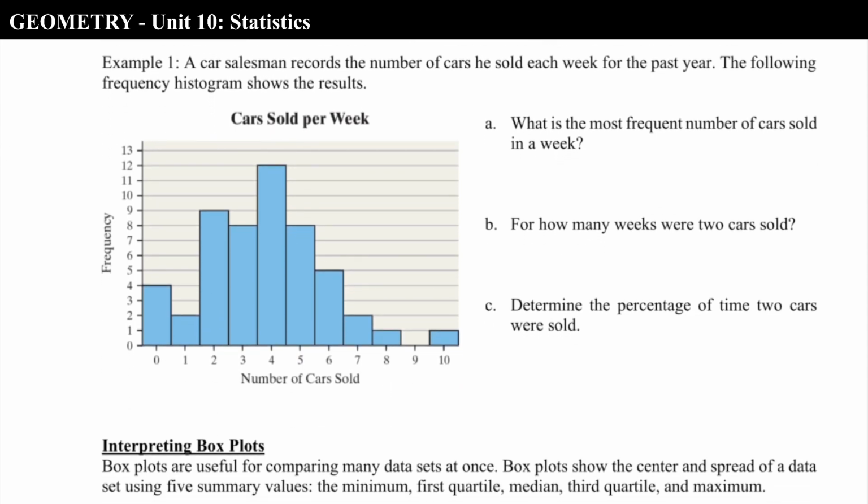A car salesman records the number of cars he sold each week for the past year. The following frequency histogram shows the results. So, what is the most frequent number of cars sold in a week? Well, we just look for the highest bar, and that is 4 cars sold.